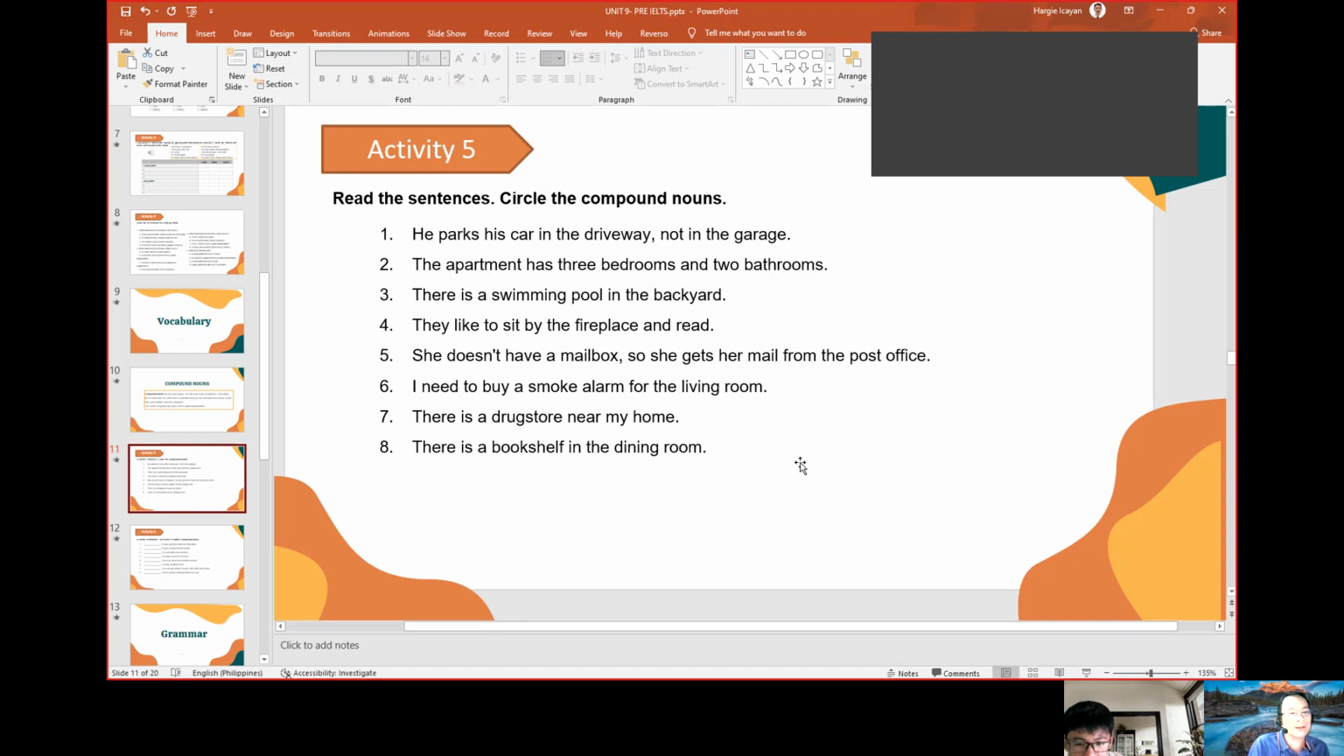Number 7. There is a restaurant near my home. So what's the compound noun? Restaurant. So that's only one, right? Yes. Okay. Number 8. Two compound nouns. What are those? Bookshelf and dining room. That's correct. Oh, that's very easy, right?